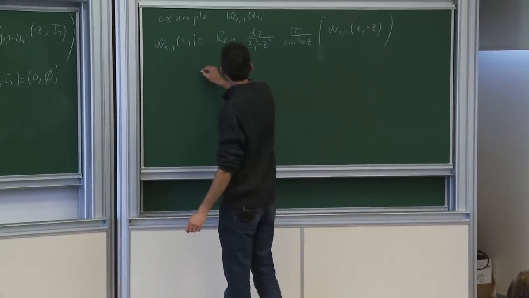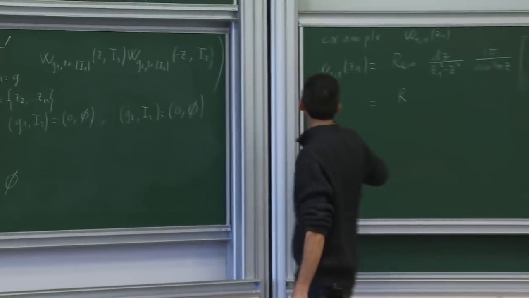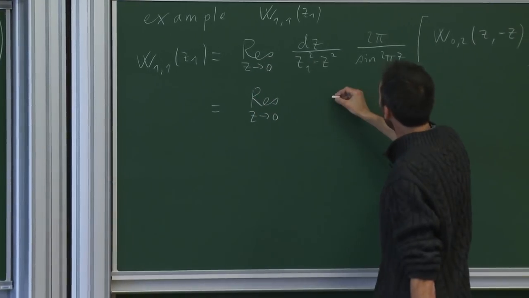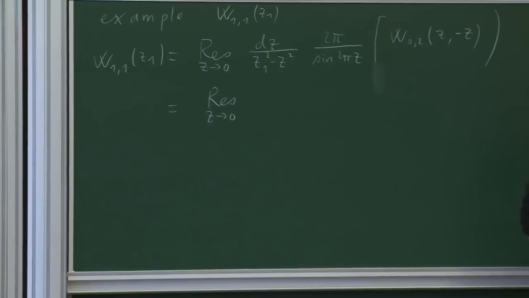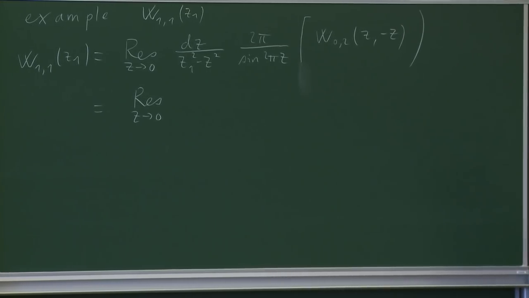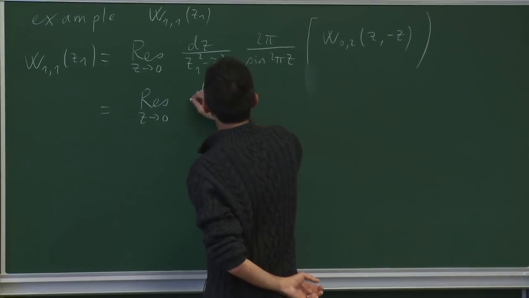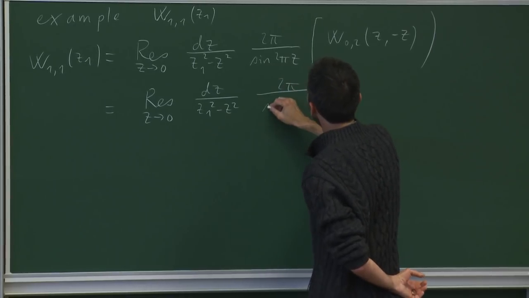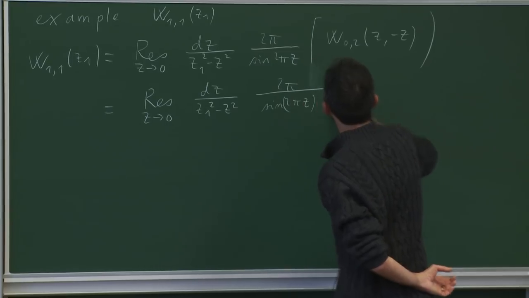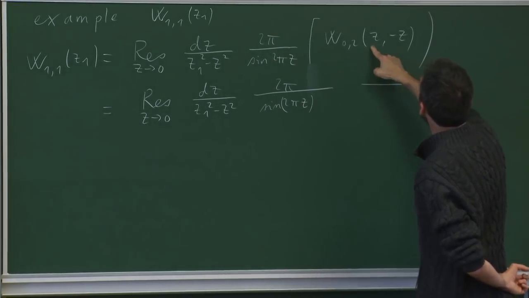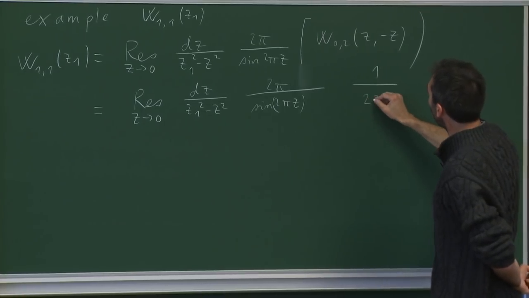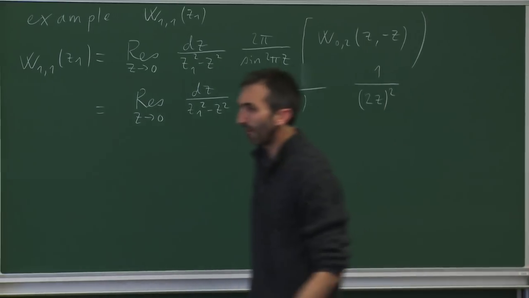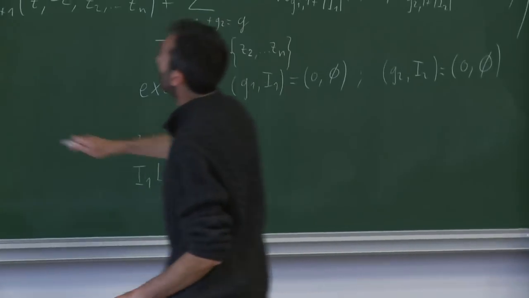So let's compute that residue. The residue is taken at z equals 0. If you want to compute a residue, you have to compute the Taylor expansion near z equals 0. First, this one, let me write it this way: 1 over (z1 squared minus z squared), pi over sine 2 pi z. And this one is just 1 over (z minus minus z) squared, so it's (2z) to the power 2, so it's 4z squared. I have maybe made a mistake. Sorry, it was just pi and not 2 pi.